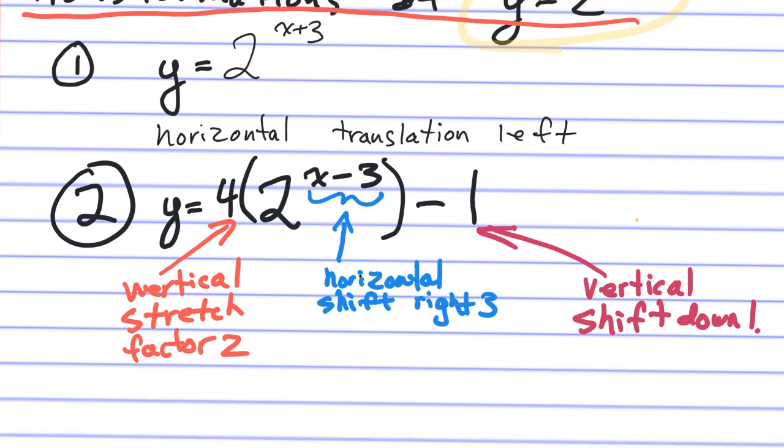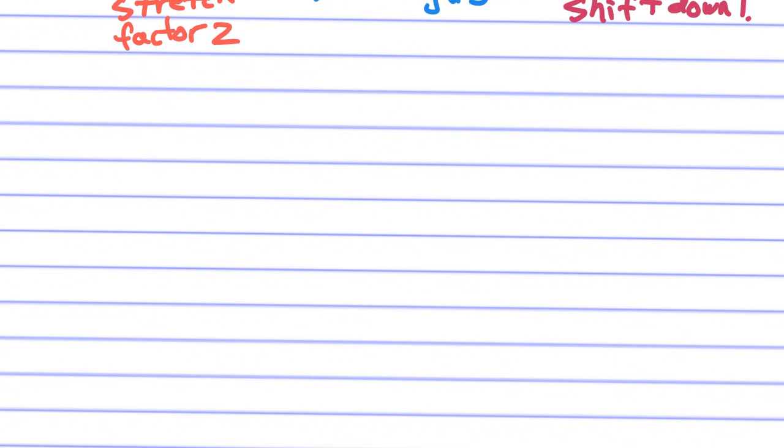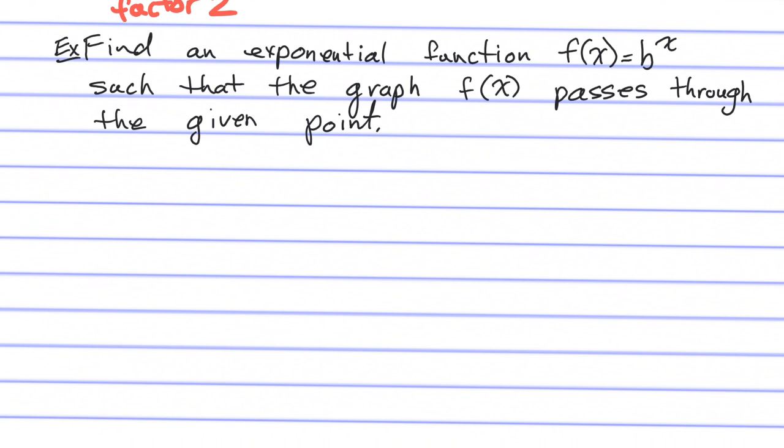All right, so now let's take a look at this set of problems here. Let's say I give you a problem where I say find the exponential function f of x is equal to b to the exponent x such that the graph is going to pass through the given point. So for A, let's say our point is -1 and 5.